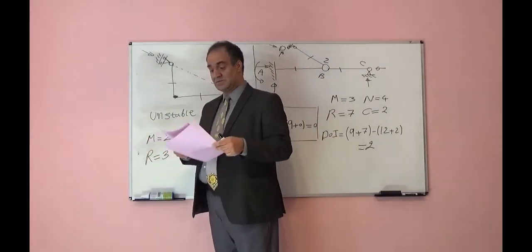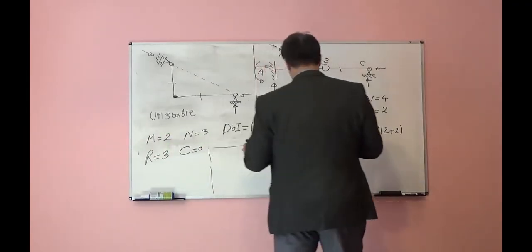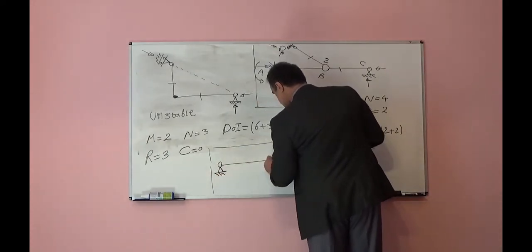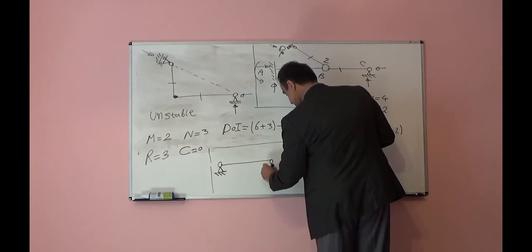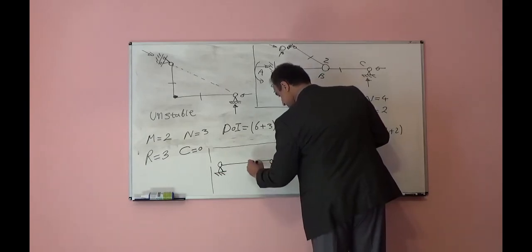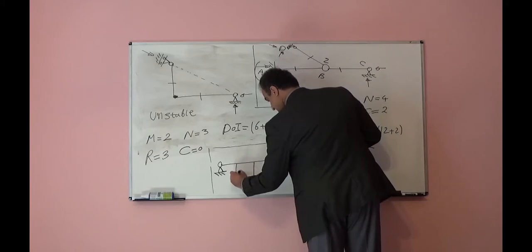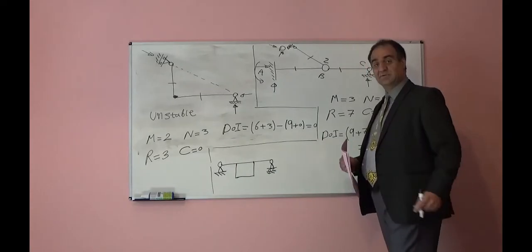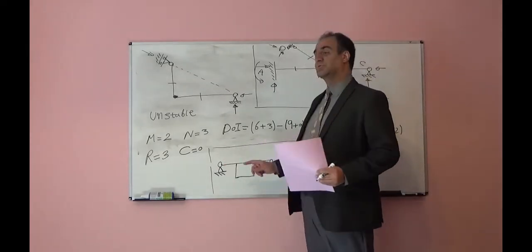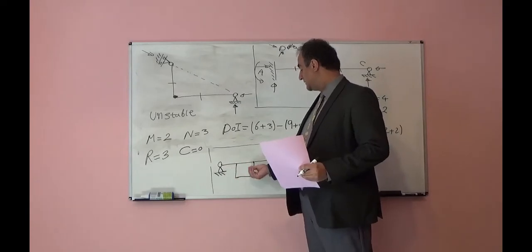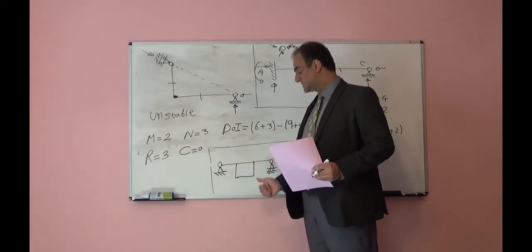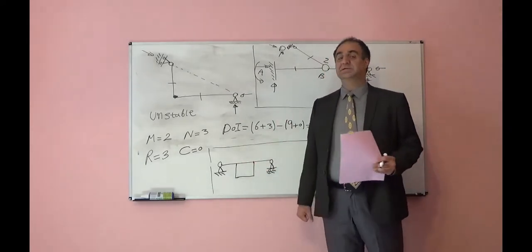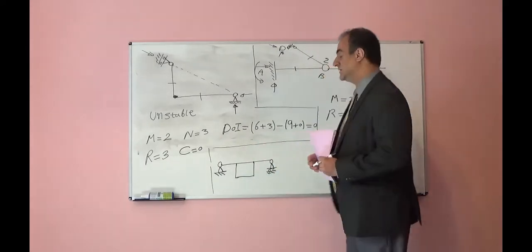Let's look at the next one. Next one is this system. And we have one closed loop here. From the beginning we see this is stable, because this part is a simply supported beam. We weld one loop here. A simply supported beam is not indeterminate, but one closed loop is 3 degree indeterminate. So this is stable and 3 degree indeterminate.